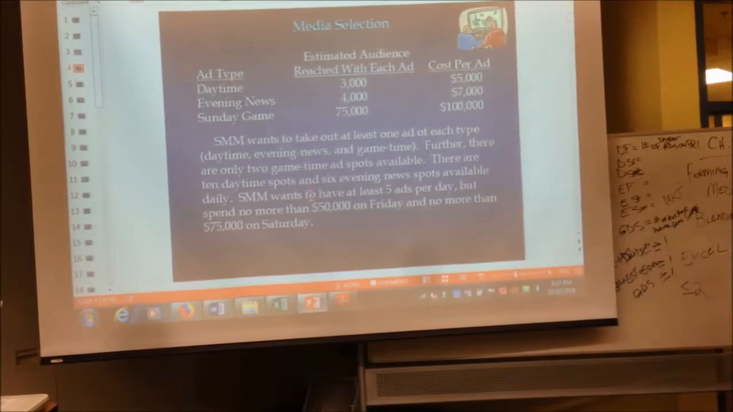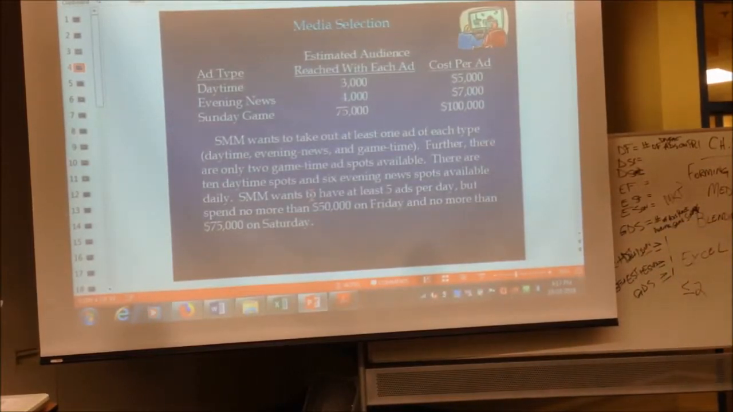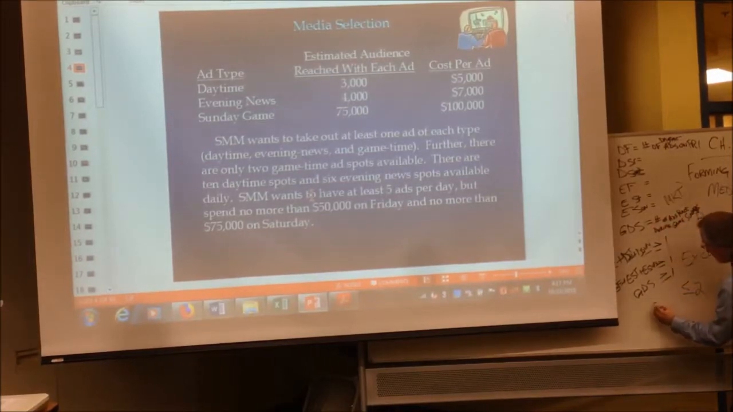Now, the statement said there are only game day, Sunday, 2 spots available. We put less than equal to 2 because that's all available, but what do we put on the left to represent the possibility of spending that money in that category? How many variables? 1 variable that represents game day, Sunday. So GDS has to be less than equal to 2.